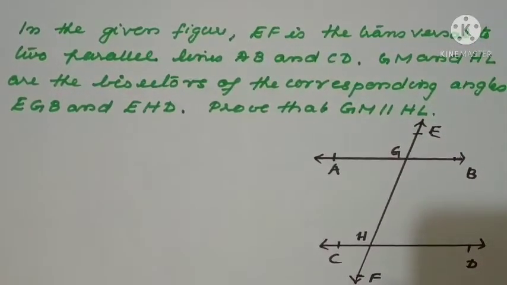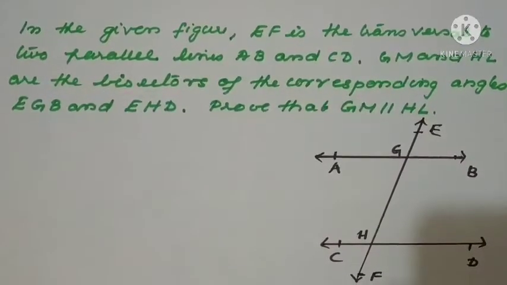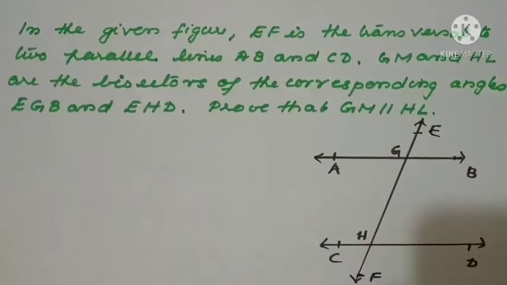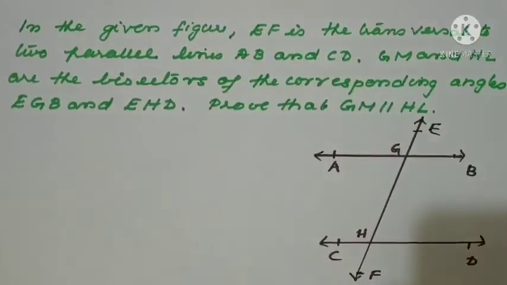The first question. In the given figure, EF is the transversal to two parallel lines AB and CD. GM and HL are the bisectors of corresponding angles EGB and EGD. Prove that GM is parallel to HL. In this question, AB is parallel to CD only. So that is the given part for us.